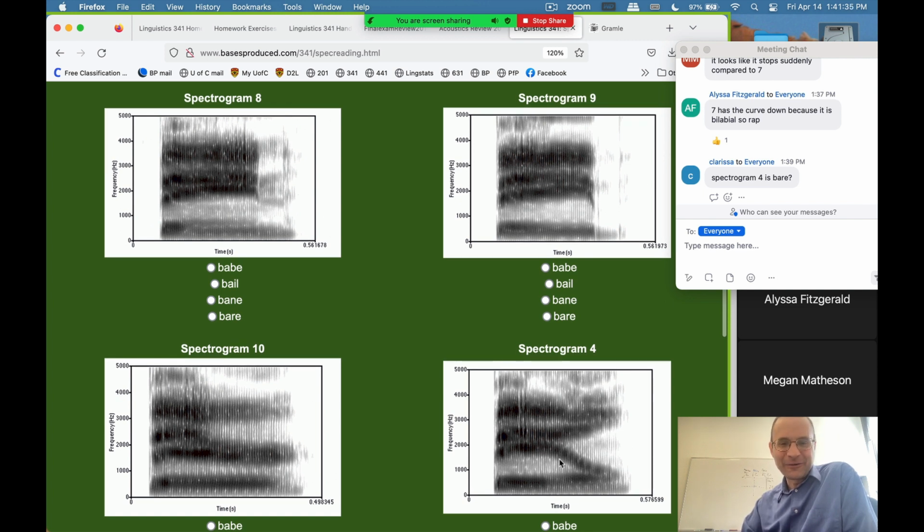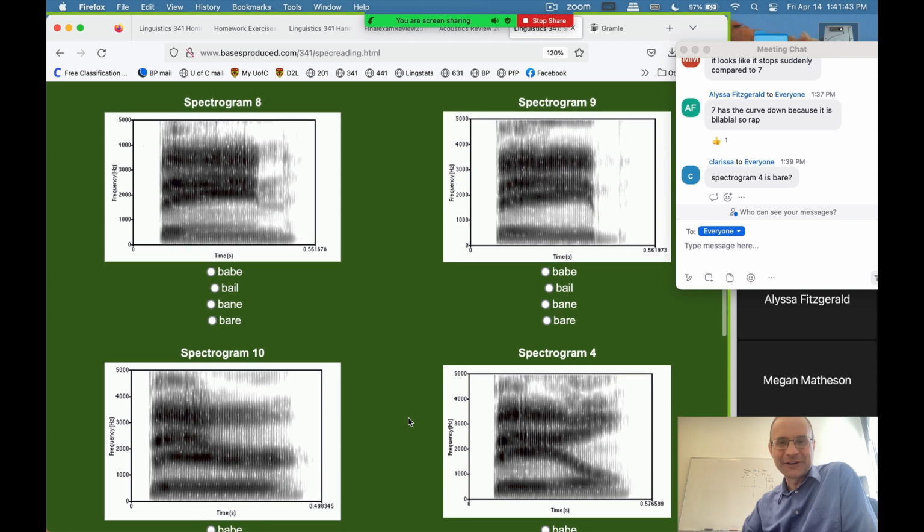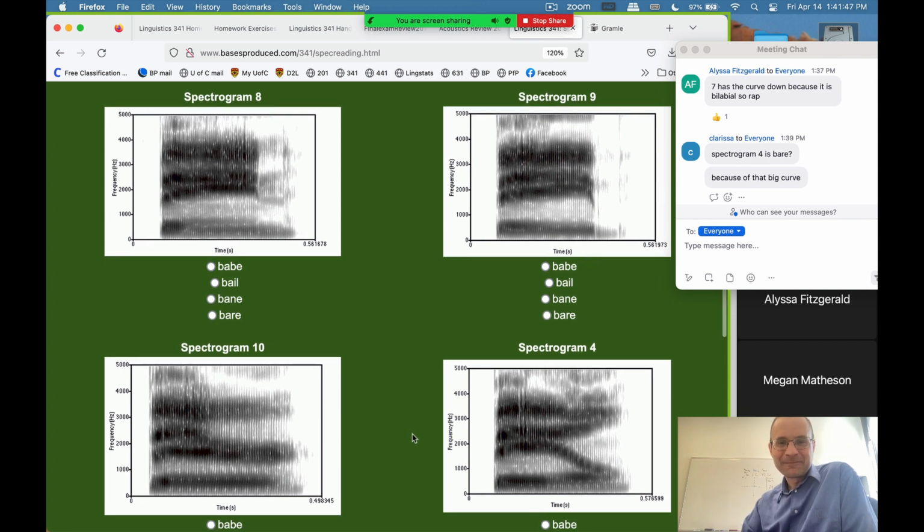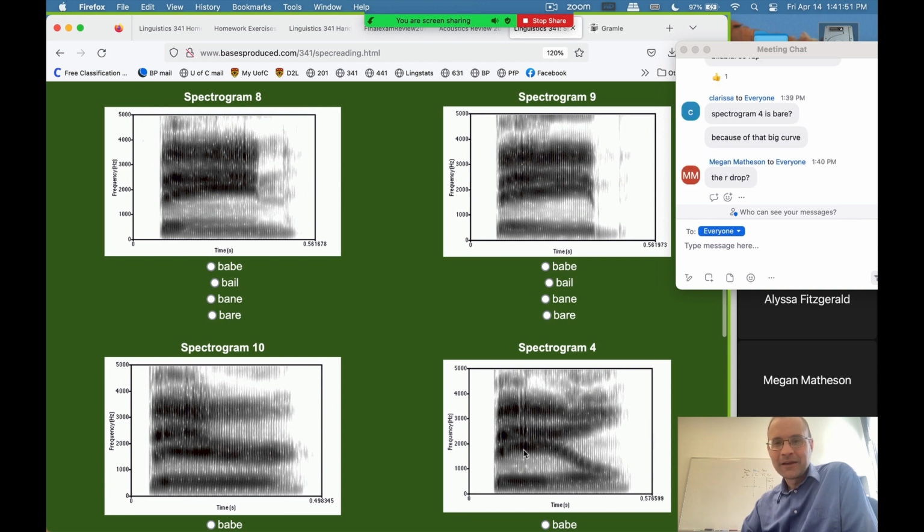Why do you say that? This F2 looks pretty prominent going down. That might factor into your calculations. Yeah, so F2 is going down here. What is the big cue for how we know we're dealing with an R? It has a very unique feature.